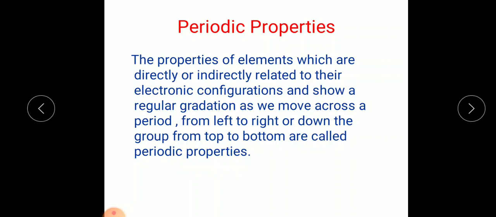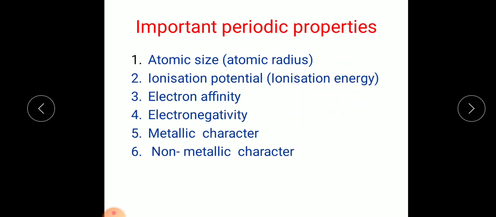So the properties that reappear at regular intervals, or in which there is a gradual variation, either increase or decrease at regular intervals, are called periodic properties, and the phenomenon is known as periodicity of elements. That is the definition of periodic properties. Now we'll see what are the important periodic properties. But okay, one more thing.